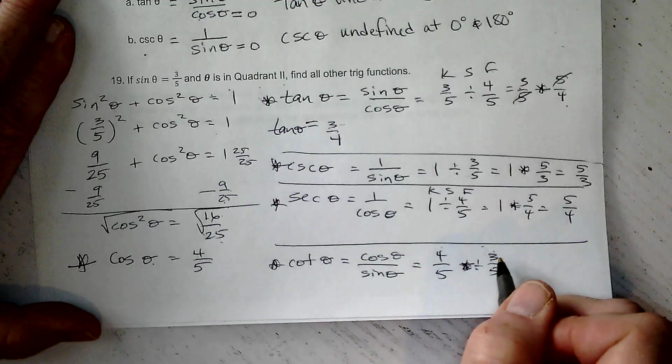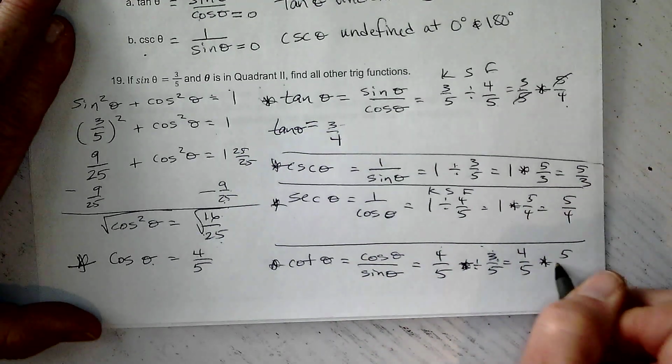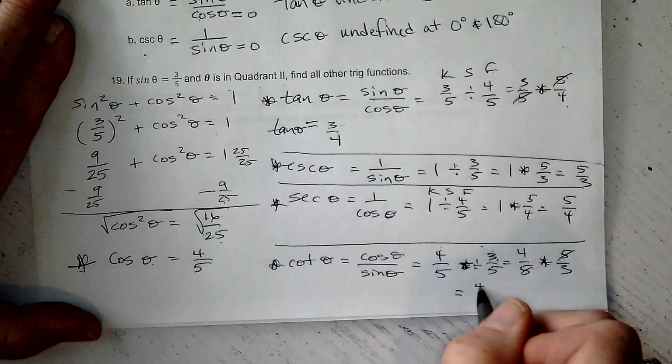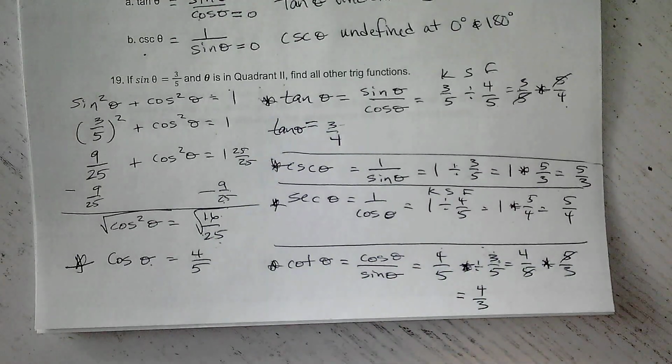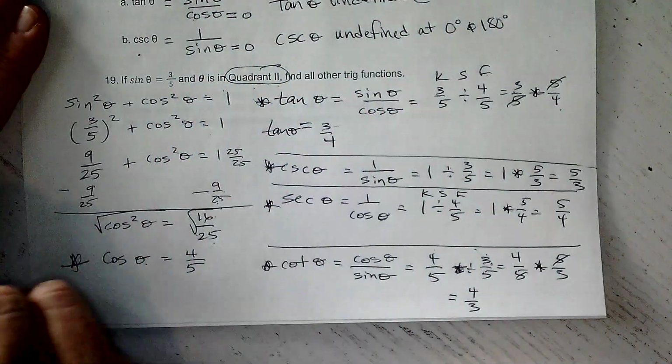Keep, switch, flip. 4/5 times 5/3. The 5's are gone, so cotangent is 4/3. Now we're not done. We've only done the fractional portion of it. What we have next is to keep in mind that this angle, they're telling us, is in quadrant 2.